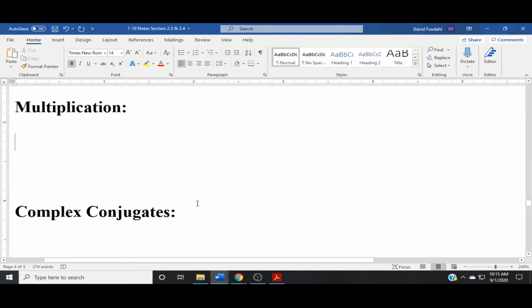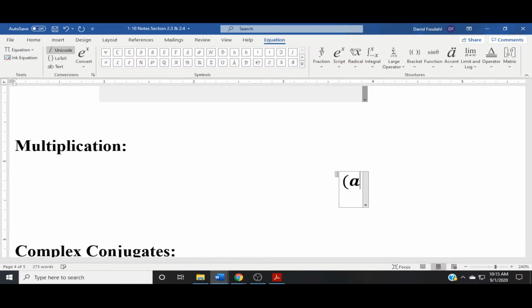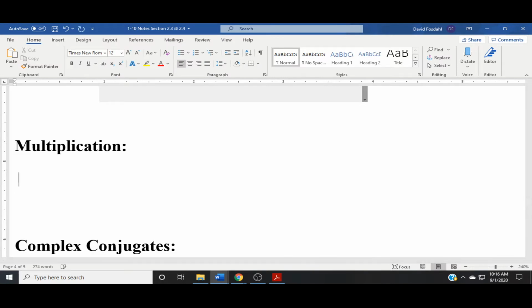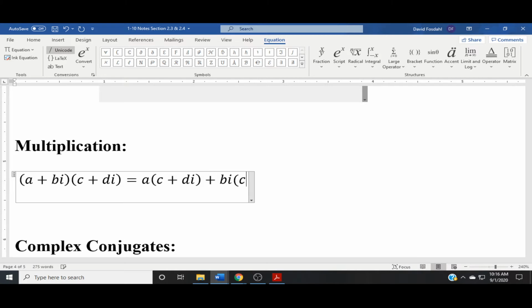Actually, we could just write it. So multiplication. Now there's several ways of multiplying. So we're just going to simplify it. If you have a plus bi and c plus di, what's going to happen is you're going to get a times c plus di, plus bi times c plus di.